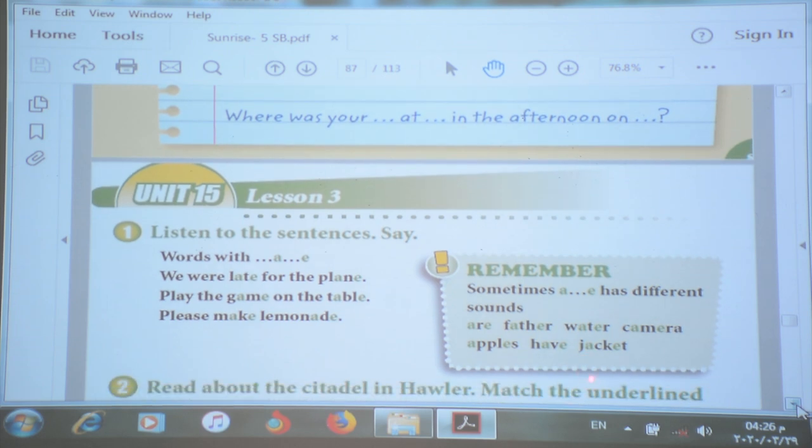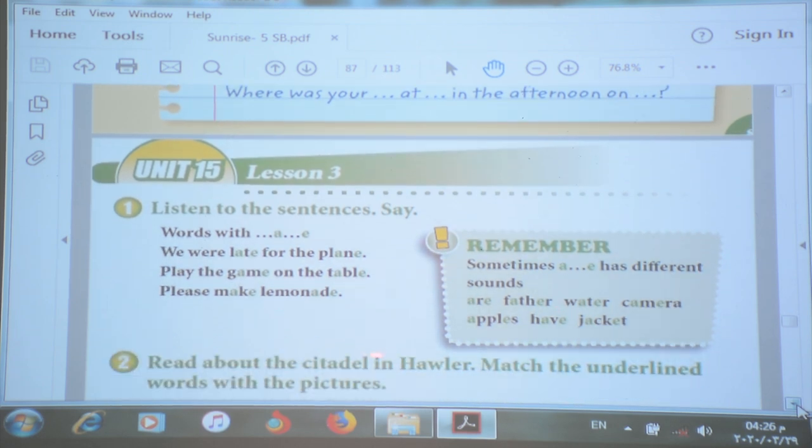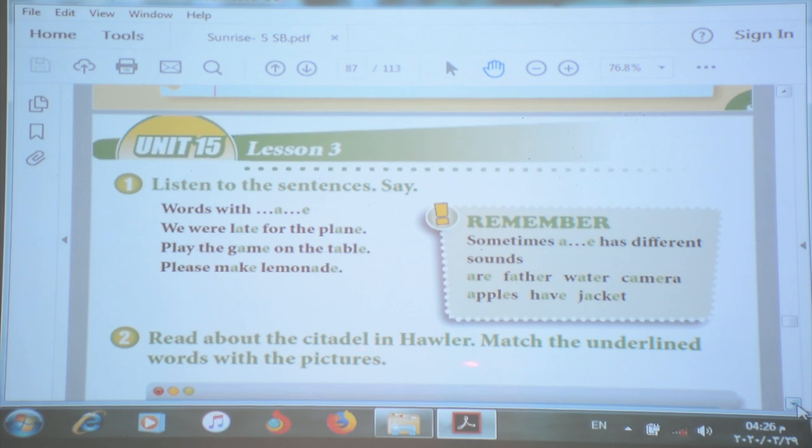Unit 15, lesson 3, it's about sound, pronunciation, how to say a word. Words with A-E. Look at here, how can we say? We were late for the plane. Play the game on the table. Please make lemonade.